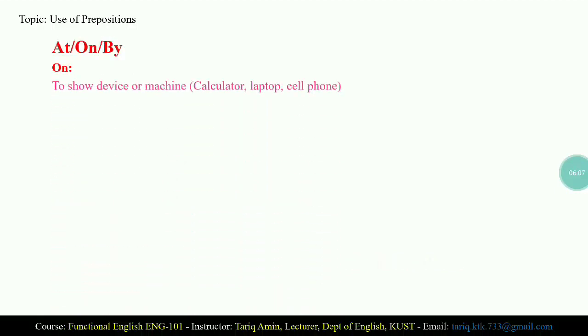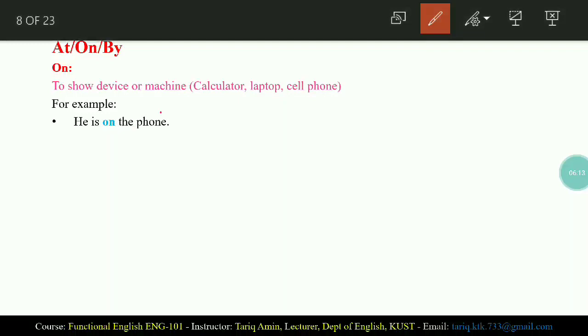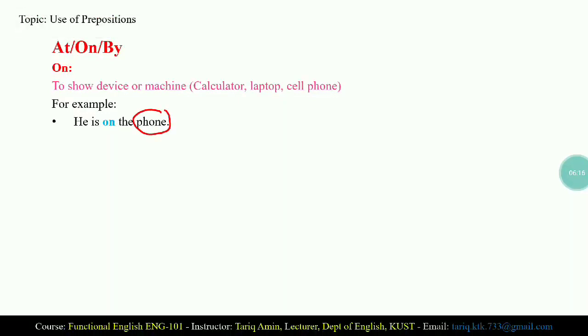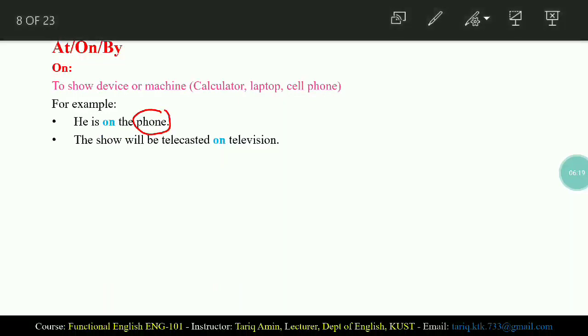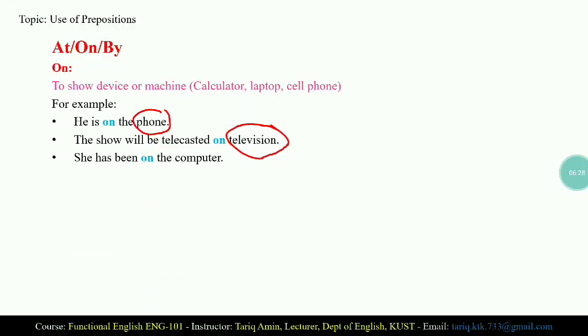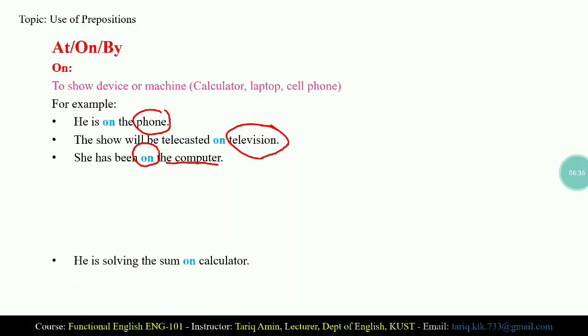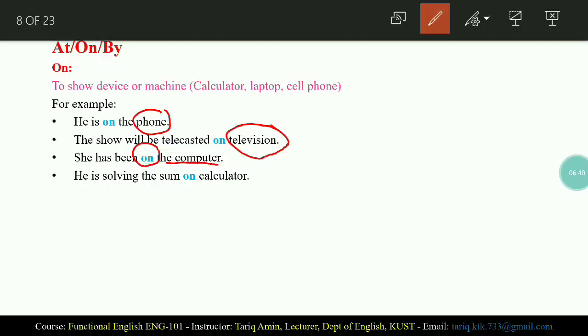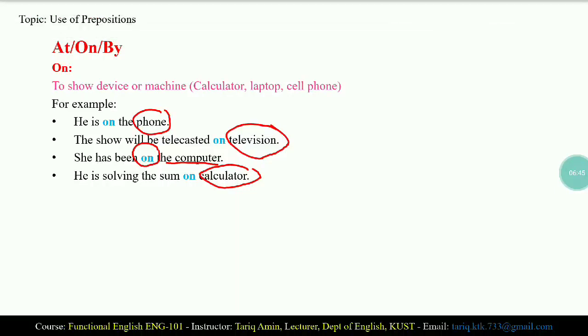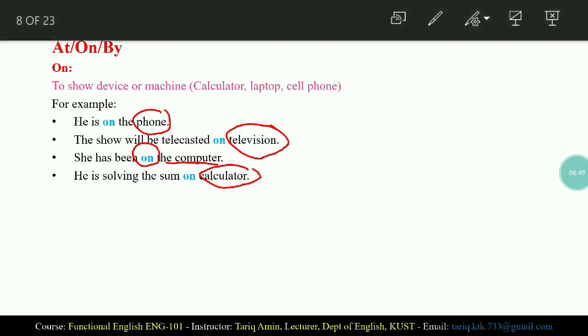On is used to show a device or machine that a particular person uses. For example, he is on the phone. Phone is a machine, phone is a device. And in the same way, the show will be telecasted on television. Television is once again a machine, or we can say that it is a device. She has been on the computer. Computer is a device, and we have used the preposition on with the device. He is solving the sum on calculator. Calculator is also a machine, it is also a device. So with devices and machines we use the preposition on.